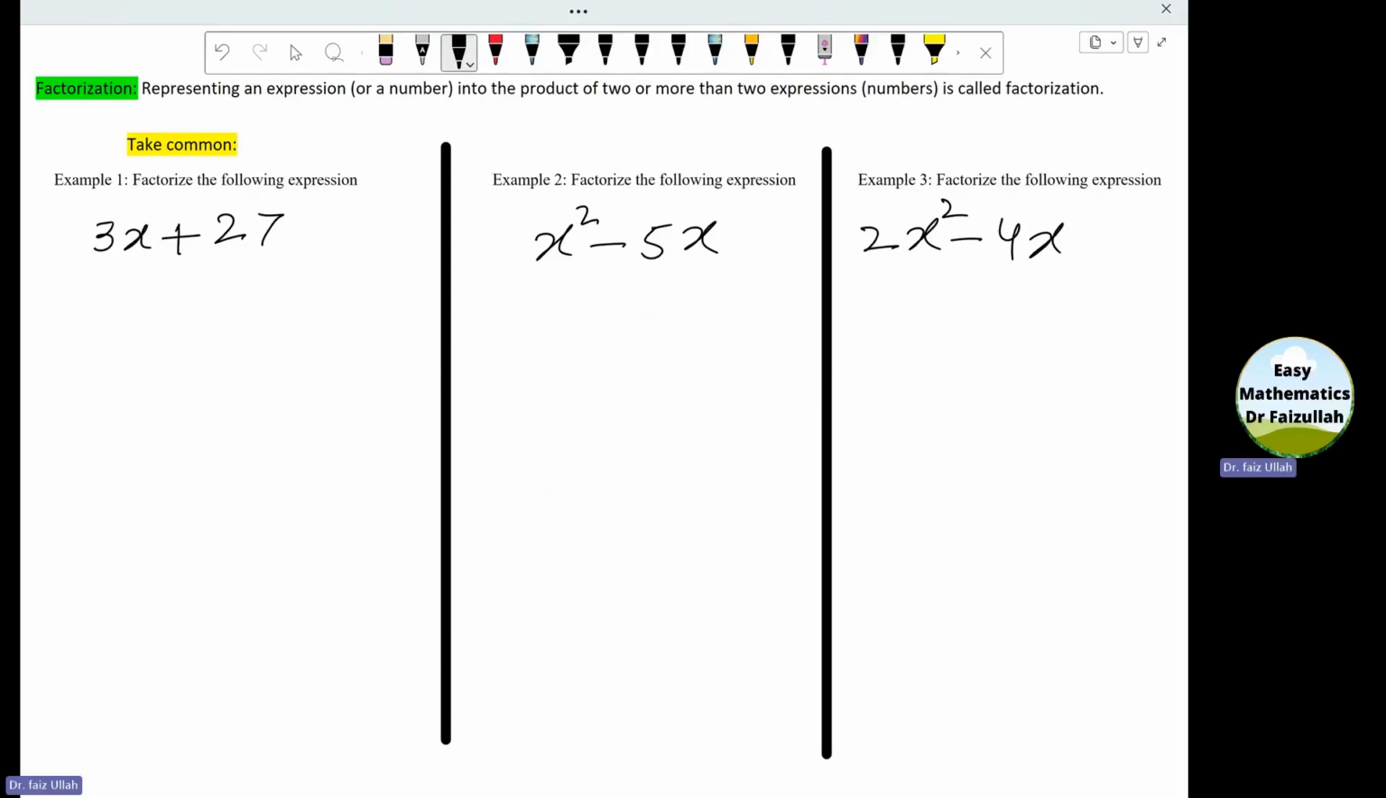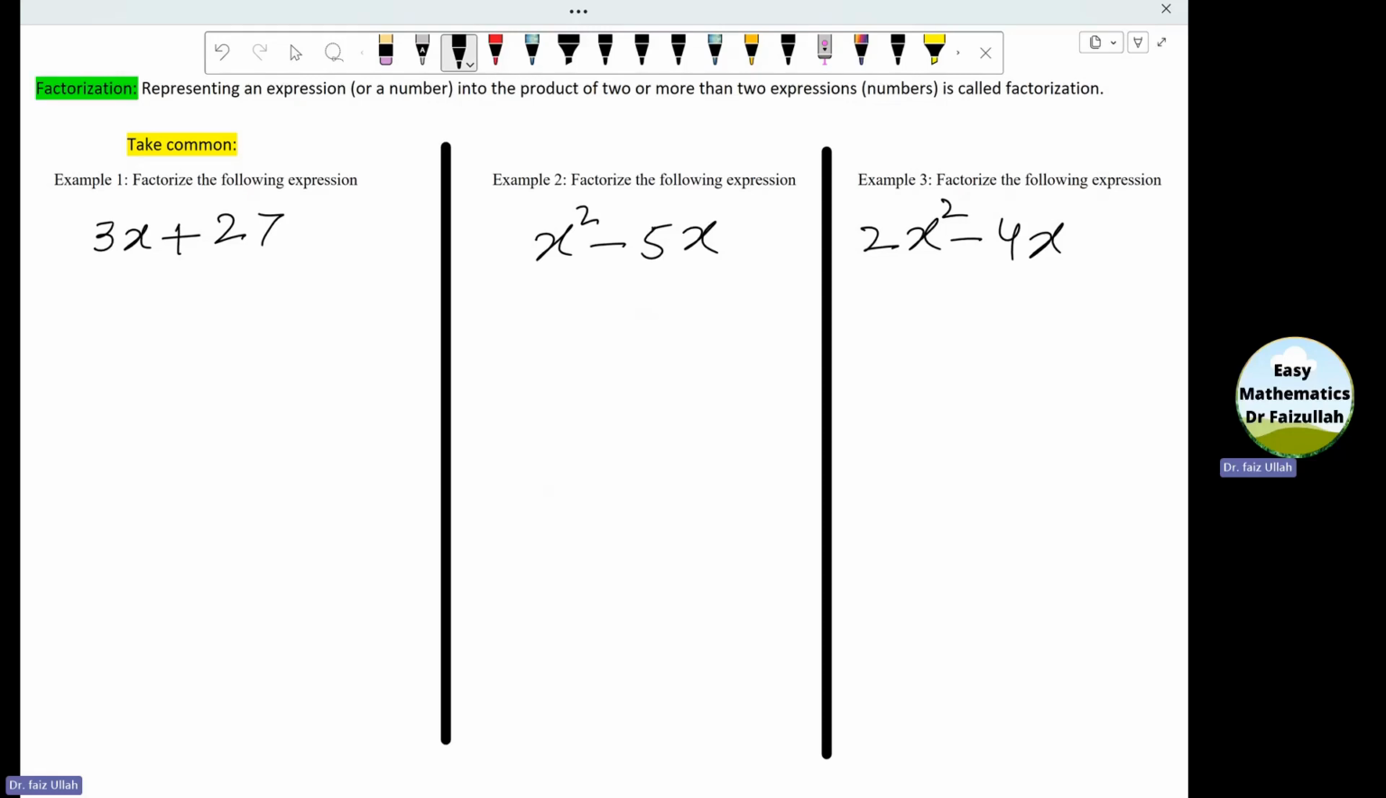By factorization, we mean to represent a number as the product of two or more smaller numbers, or to represent an expression as the product of two or more smaller expressions. The simplest way of factorization is to take common from all the terms. And it is possible only if we are given an expression in which some term is common.